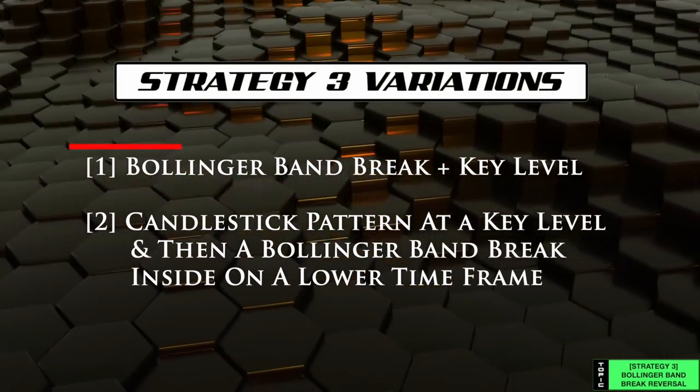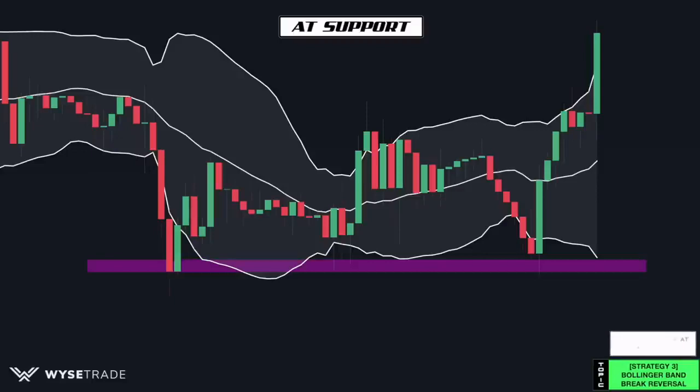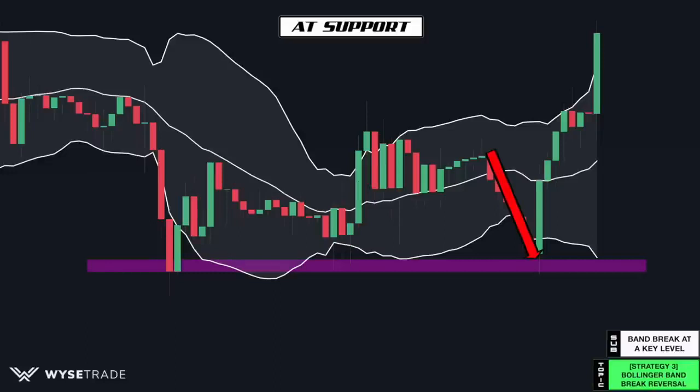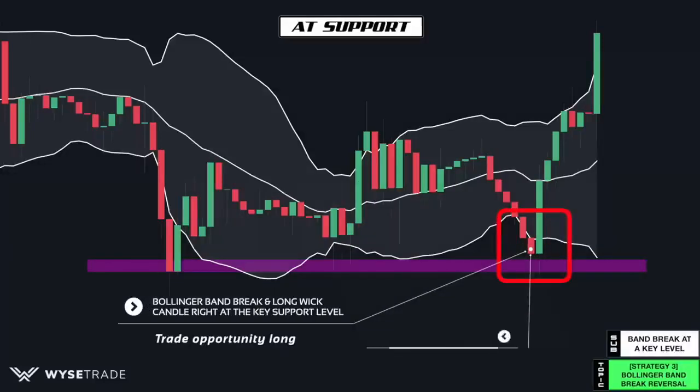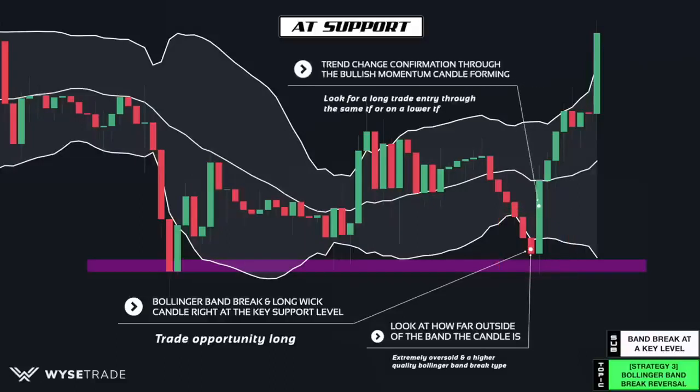Now, there are two variations of the Bollinger Band break strategy. Starting with the first, which is combining Bollinger Bands with a key level. You had your key level of support because of these two reversal points. As price reached the level, you had a Bollinger Band break right at the key level. Also, look at how far the candle body broke outside of the band. This is a very high quality band break. Then, once you had a trend change confirmation through the momentum candle, you would take a long entry through the same time frame or through the lower intraday time frames.